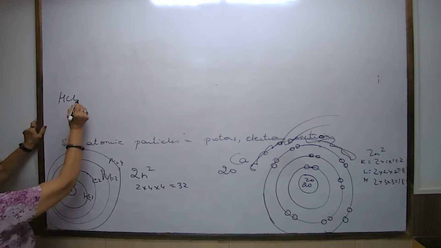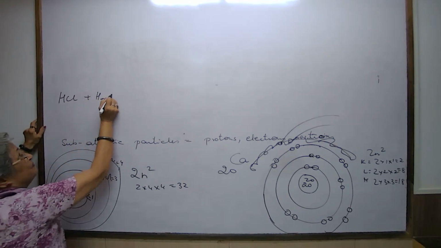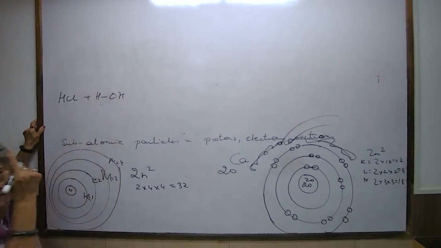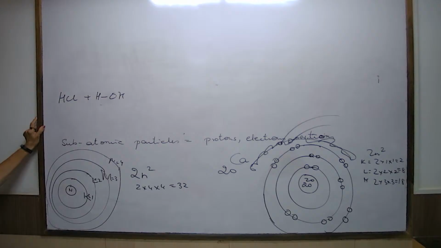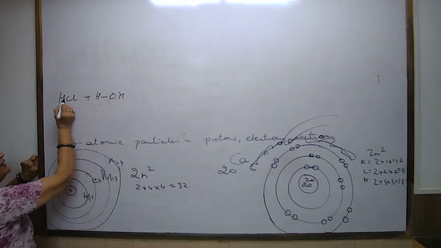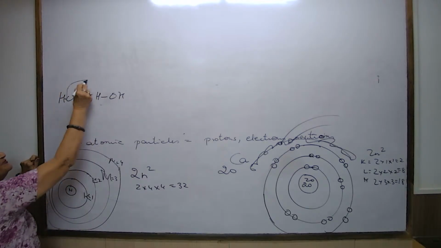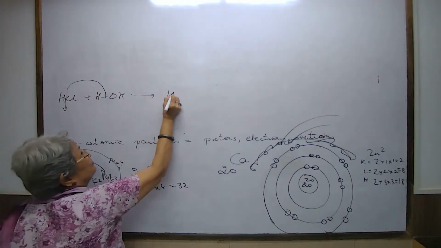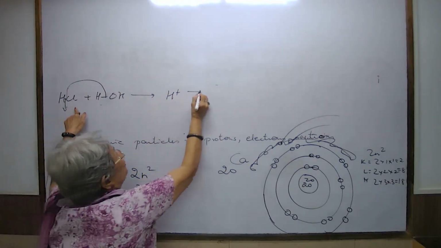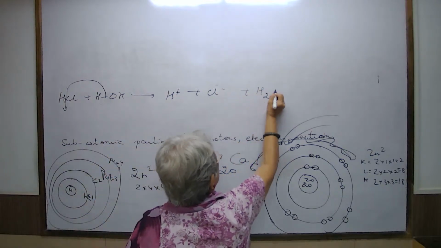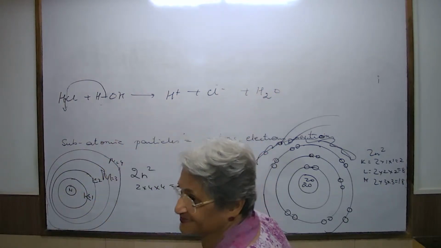Now I'm adding water to it. The water has come from the litmus paper. I told you this bond is very, very strong. This bond went and broke this bond. And what you got? You got hydrogen ions, you got chlorine ions, and you got your water.